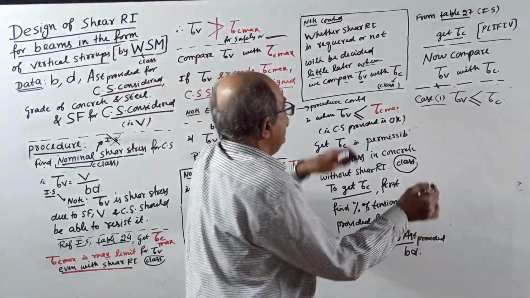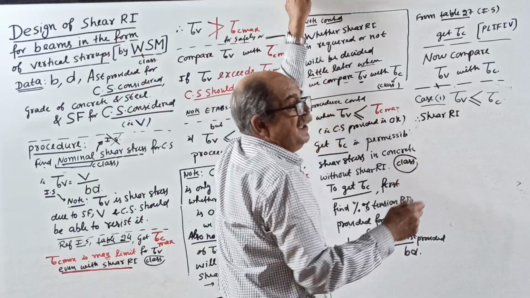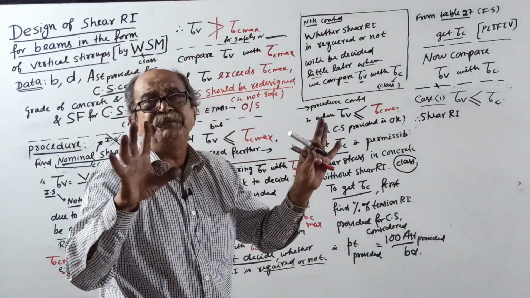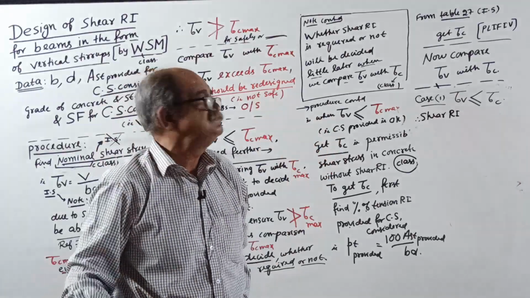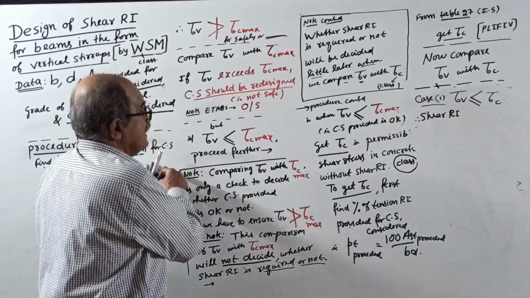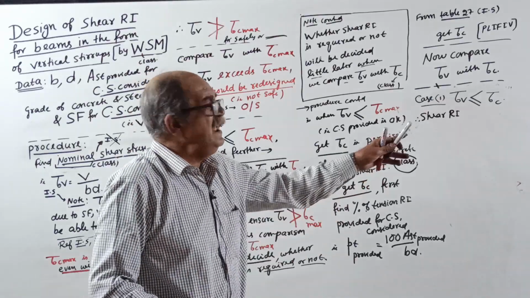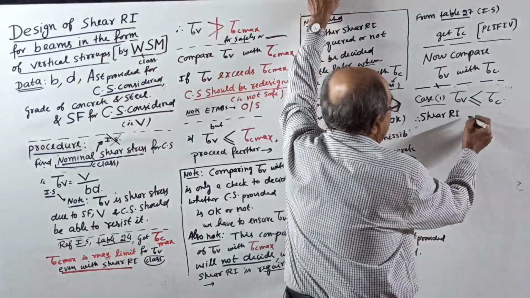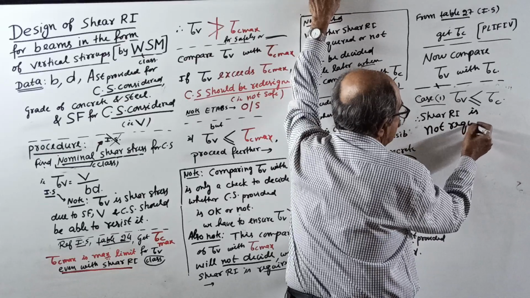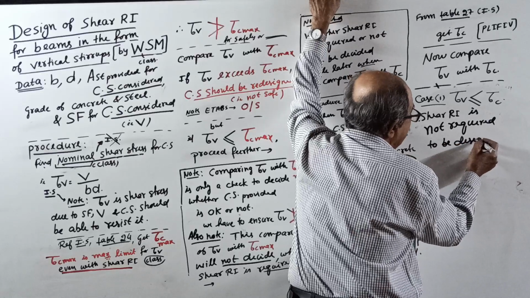Now, conclusion. Therefore, shear reinforcement. See, today, because of space problem, I wrote a little smaller. You should zoom in on the laptop and write. RI means reinforcement, because if I write reinforcement everywhere, it will consume space. So remember, when I write RI, you should write reinforcement. Shear reinforcement is not required to be designed.